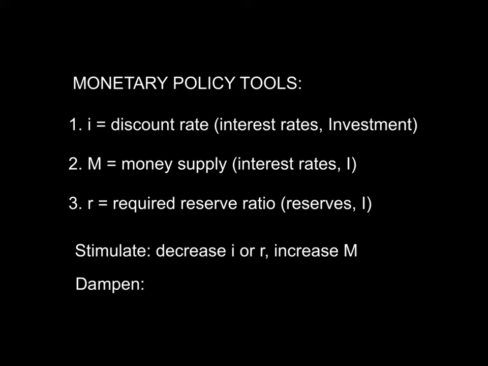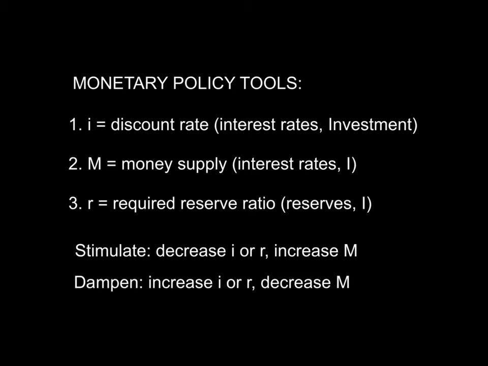Conversely, if we wish to dampen the economy, we would either increase the discount rate, decrease the money supply, or increase the required reserve ratio. So again, to dampen or contract or slow down the economy, we would either increase the discount rate or the required reserve ratio, or decrease the money supply.